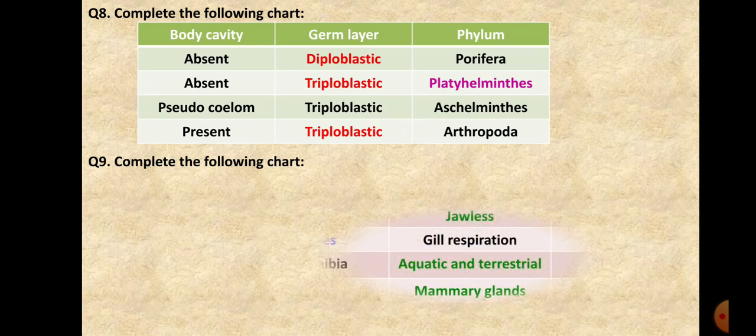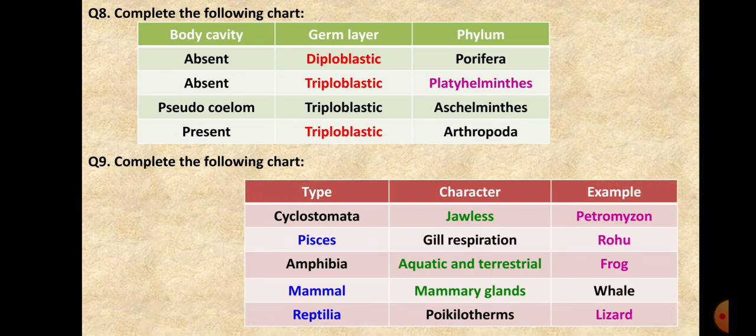Okay. Next is, complete the following chart. The type is given, character is given, an example is given, and certain words are missing. Only the words which are written in black are given in the table, and the remaining we have written as the answers. Like Cyclostomata, they are jawless, and the example is Petromyzon. Pisces, character is gill respiration, and example is rohu.